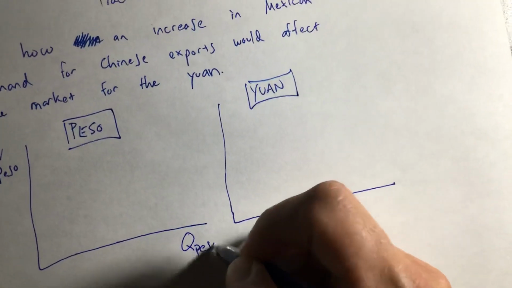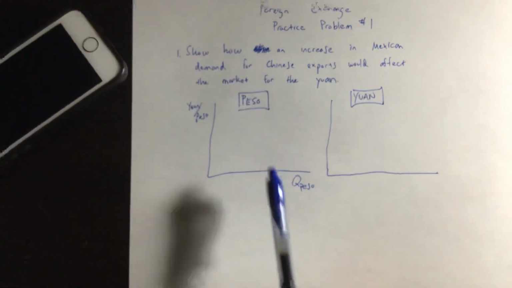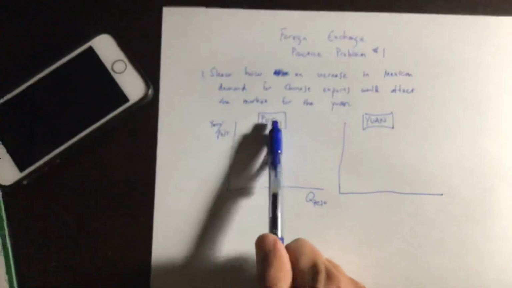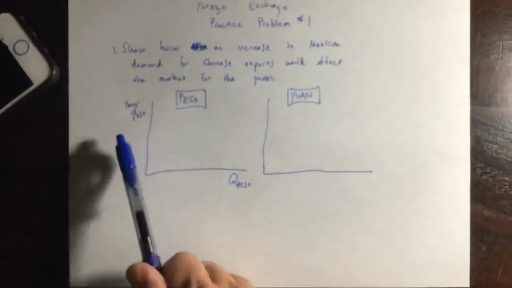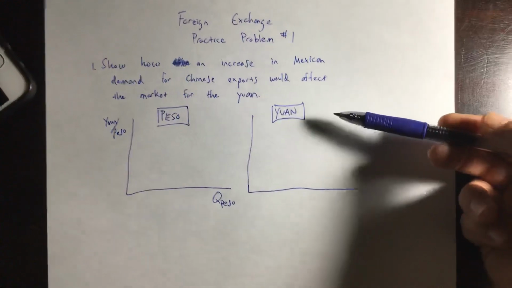That means I've got over here yuan over peso, because the quantity of peso is on the bottom. In terms of peso, peso on the bottom. Peso is a title. Peso on the bottom. Then it's yuan over peso. All right? Now we're going to do the reverse here.